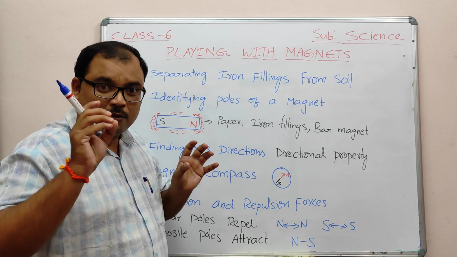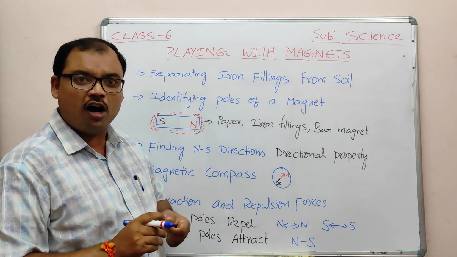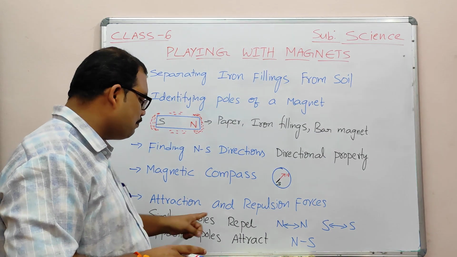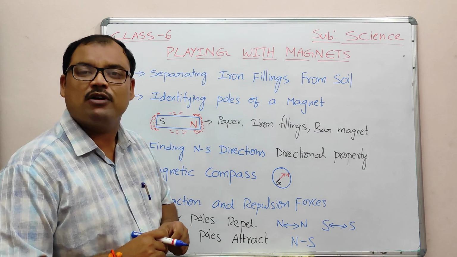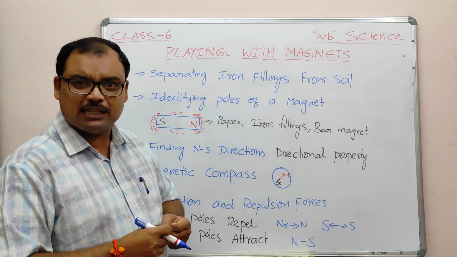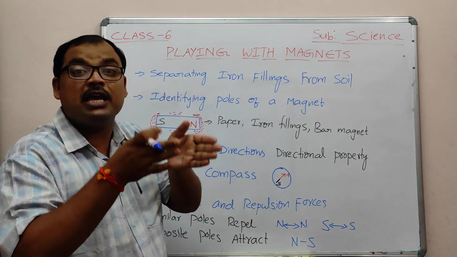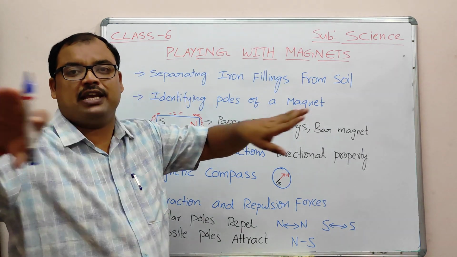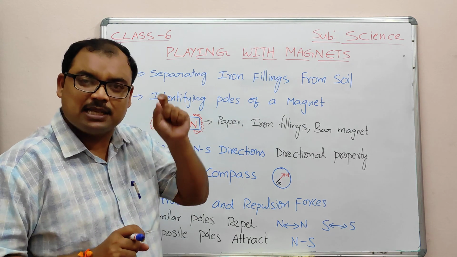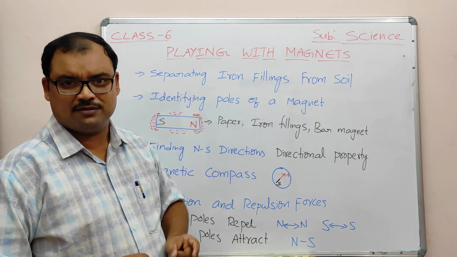When both south poles are facing, or when both north poles are facing, like similar poles, as I mentioned, they repel. Repel in the sense they don't attract. Some force is making them go away. That's called repulsion. Similar poles always repel each other.